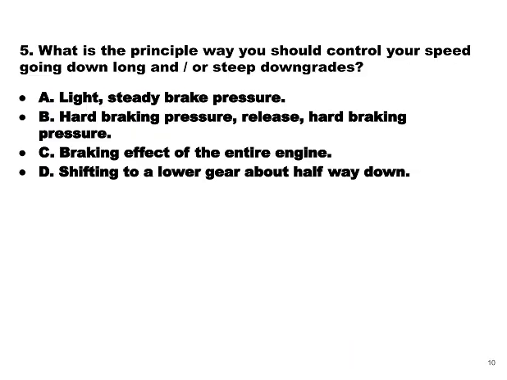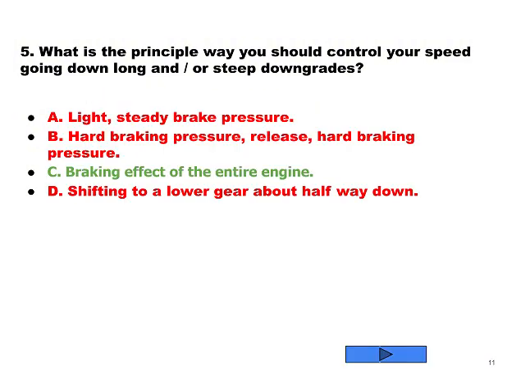What is the principal way that you should control your speed going down a long and/or steep downgrade? A, light steady brake pressure. B, hard braking pressure, release, and hard braking pressure again. Or C, braking effect of the entire engine. Or D, shift to a lower gear about halfway down. The answer is C, braking effect of the entire engine.